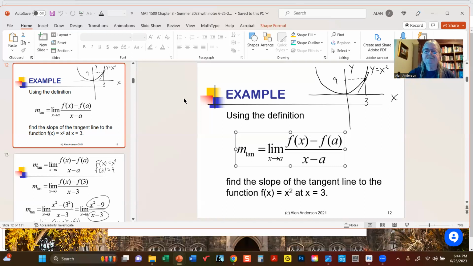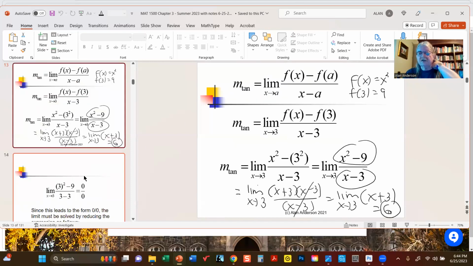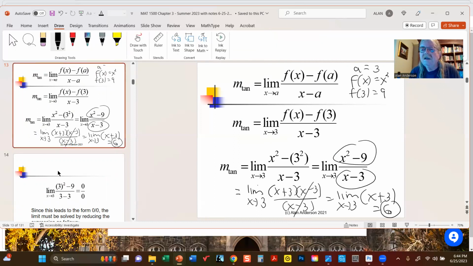Okay, so how do we do this? Here I've repeated the definition. In our particular case, remember f of x is x squared, and 3 is a. I should have put that in here. A is 3. F of 3 is 9. Based on this definition, what we're looking for is, in the numerator, f of x minus f of a, and of course f of 3 is 9. So in the numerator, we have x squared minus 3 squared, or x squared minus 9. In the denominator, we have just x minus a, or x minus 3. So this is the limit that we need.